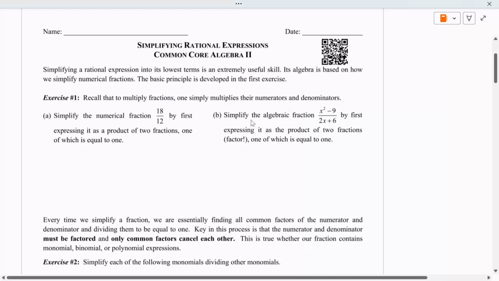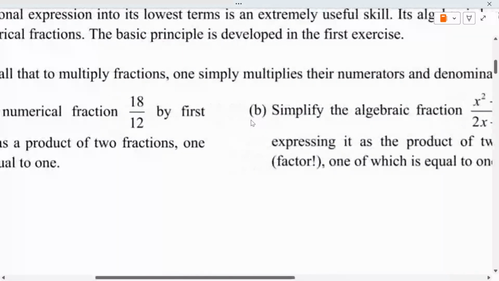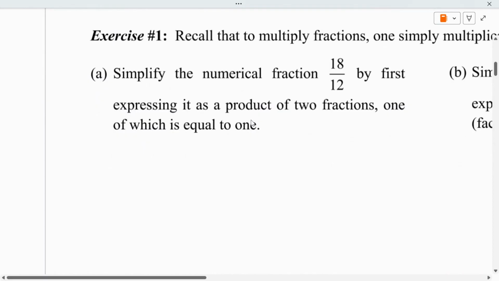All right. So I know all of you remember how to simplify a fraction, but the directions say to simplify the numerical fraction 18 over 12 by first expressing it as a product of two fractions, one of which is equal to 1. So here's what that means.